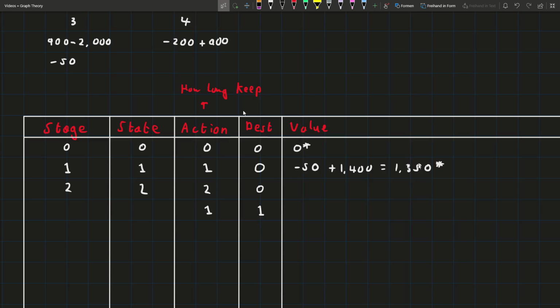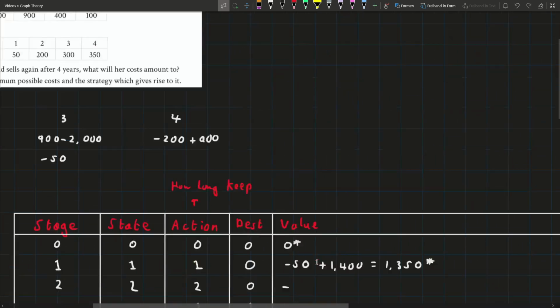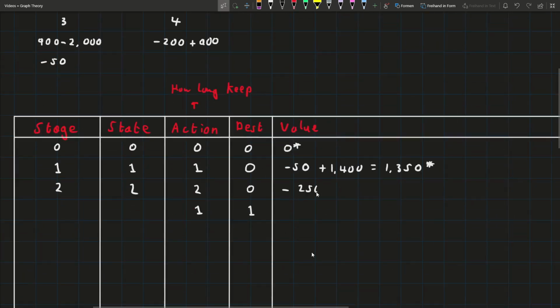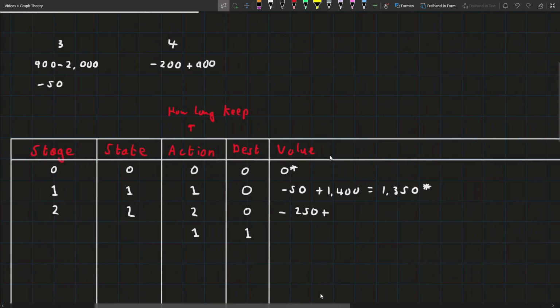If we have 1 year left, this is the outcome. So if we have 0 years left, that means what we're doing basically is we're paying 250, because we're paying 50 for the first year and 200 for the second year, so minus 250 for our maintenance costs. And then since it's the end, we're selling the laptop, and we're going to be selling it for 900. That'll give us 650, I think. Yeah, 650. That's not the only option, though. Let's look at the other one.